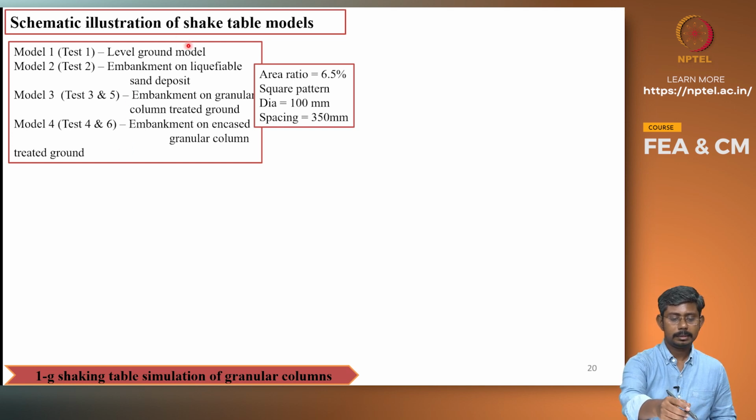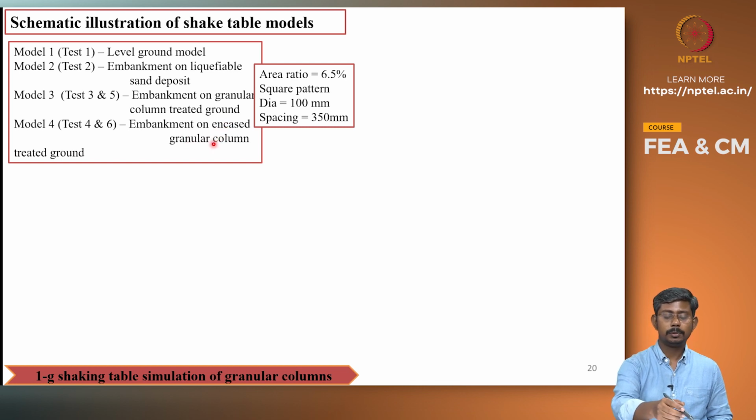So the first test is a reference test, that is just a level ground, and the second one forms the benchmark case where an embankment is placed on an untreated liquefiable sand deposit. In model 3 the embankment is resting on a ground which is improved with the ordinary granular column, and then the fourth model is the embankment supported by the ground that is treated with encased granular column.